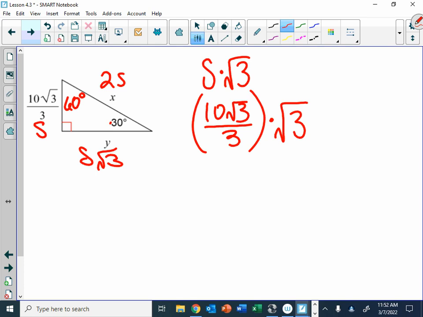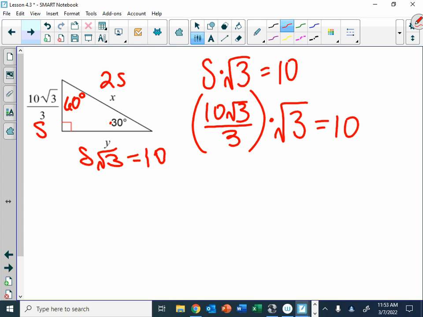Okay? This whole mess times the square root of 3 is 10. Okay, now I need 2s. Okay, 2s is not 20. Okay, because 10 is s times the square root of 3. I need to take s, which was this mess, and multiply it by 2.